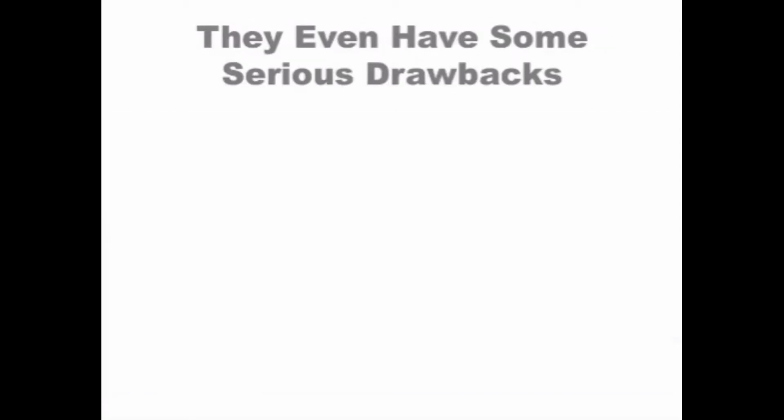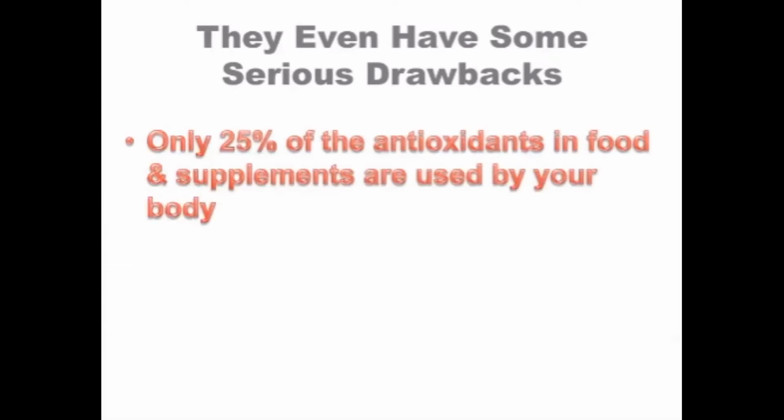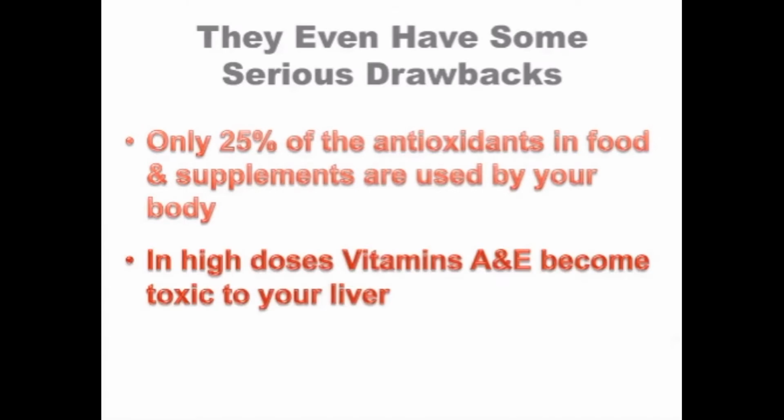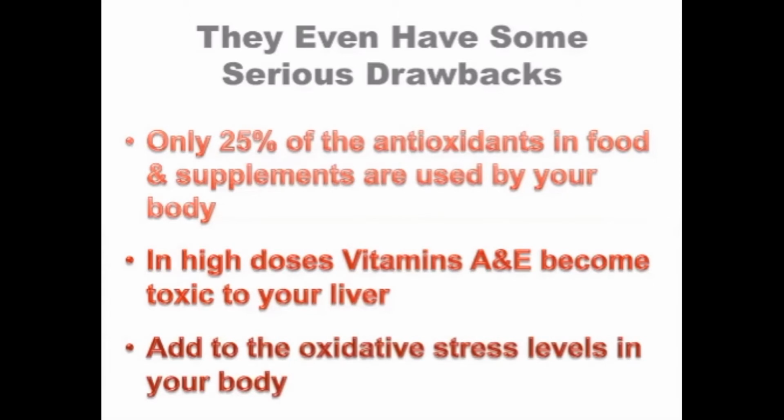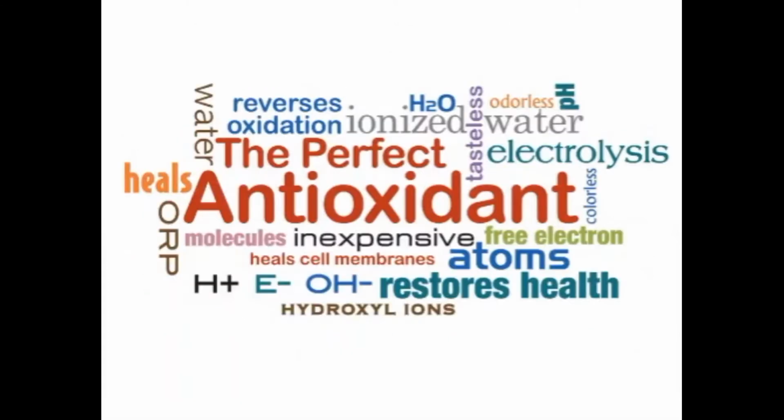And traditional antioxidants in supplements and even foods have a few serious drawbacks. Only about 25% of the antioxidants in your food or supplements can actually be utilized by your body. And in high doses, fat-soluble antioxidant vitamins like A and E actually become toxic to your liver. And they all add oxidative stress levels to your body, because in doing the very thing they were setting out to do, which is be an antioxidant, by donating an electron, they become a weak free radical themselves.